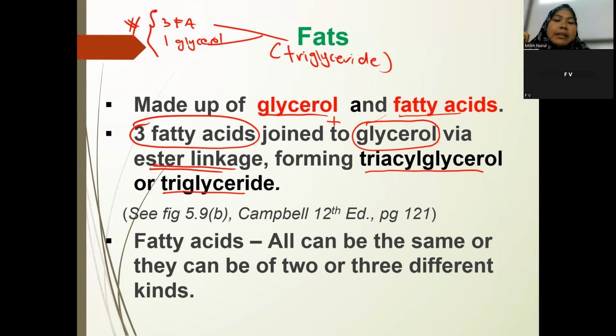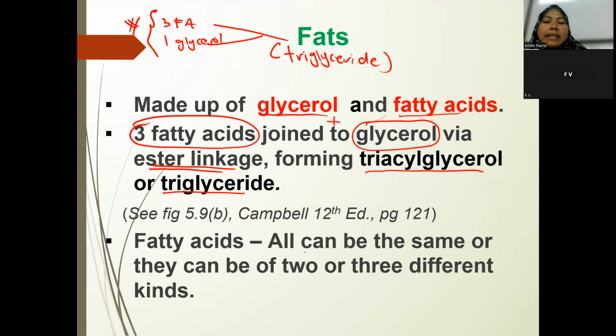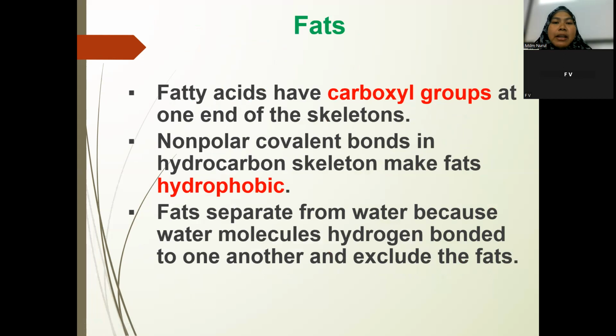Okay, next. Now, the fatty acid, remember there are 3 fatty acids. The fatty acid can be all the same kind. Maksudnya 3 fatty acid tu boleh jadi sama, or it can be 2 or 3 of different kinds. Mungkin ada yang tak sama. Okay, now let's see the picture. Okay, sebelum tu. The fatty acids. Remember, the fatty acid tadi ada berapa? 3. It can be the same kind, it can be different kinds.